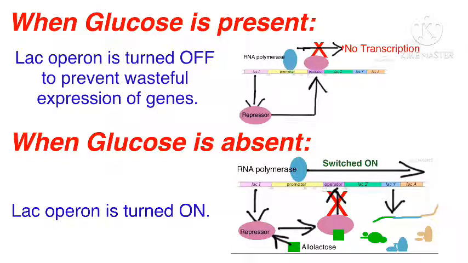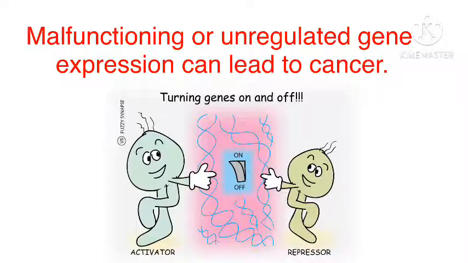So to sum up, we can clearly make sense of the importance of gene regulation. Through the process of turning the expression of genes on and off by regulatory proteins, wasteful expression of genes is avoided and proper differentiation and division of labor are facilitated among cells. Any malfunction or unregulated gene expression can prove detrimental to the cell and can lead to the development of many diseases, including cancers.